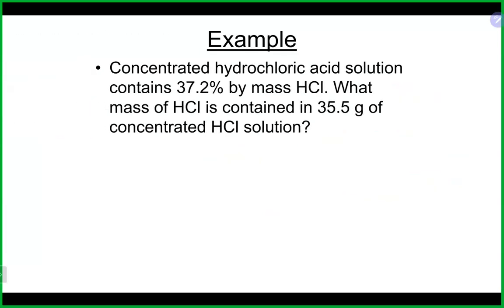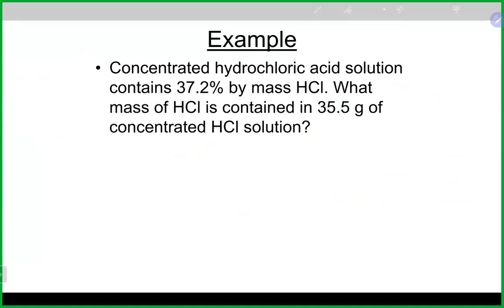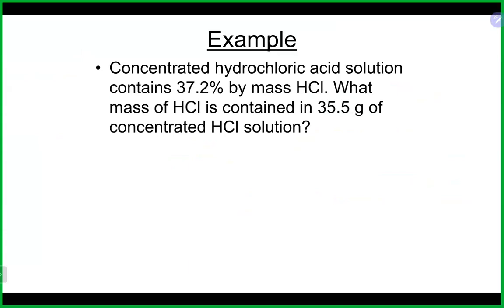All right, so why don't you try this one? Concentrated hydrochloric acid contains 37.2% by mass hydrochloric acid. What is the mass of hydrochloric acid in 35.5 grams of this solution? Take a moment there, see what you come up with.